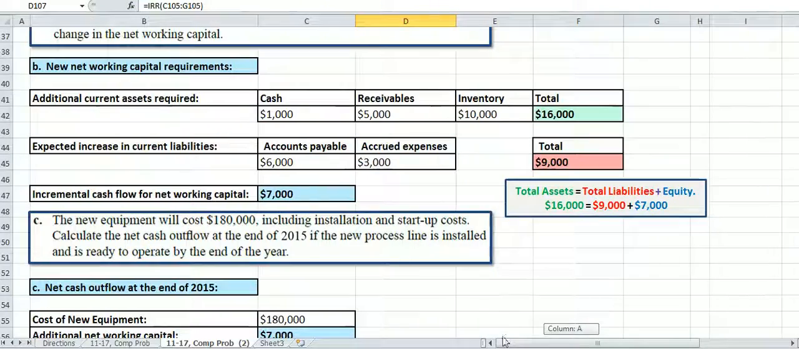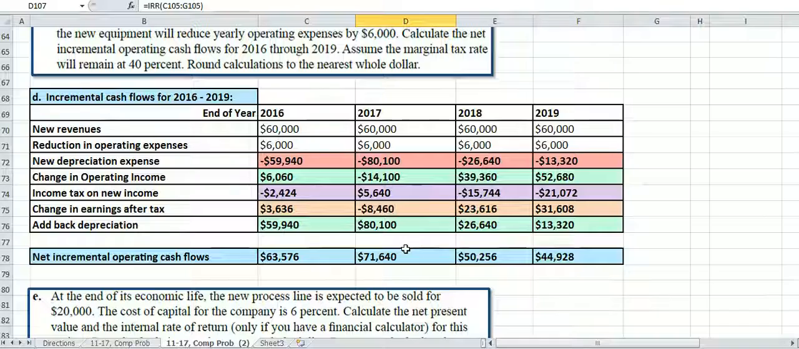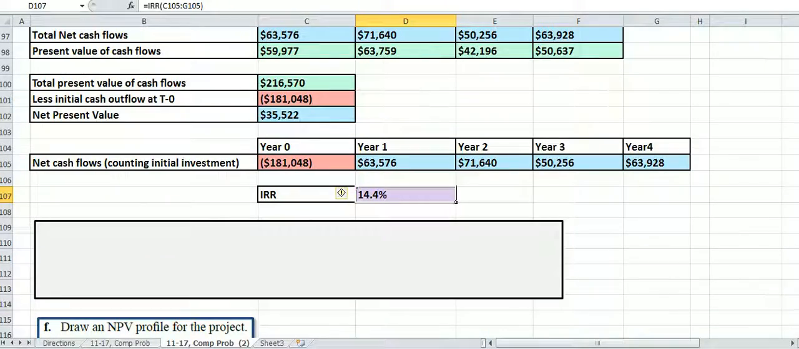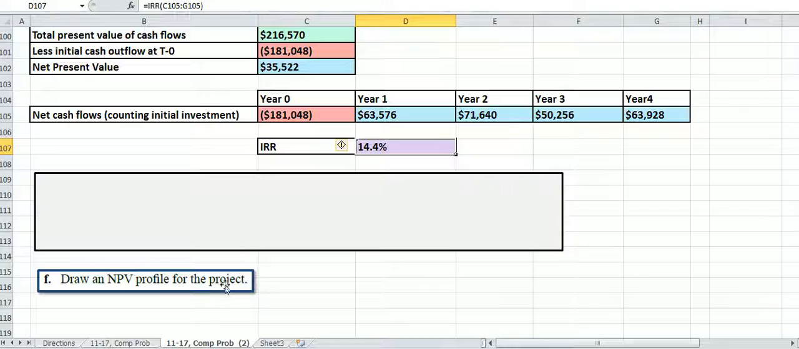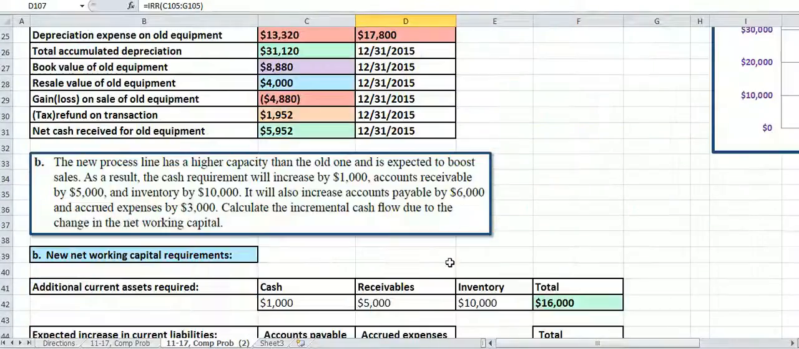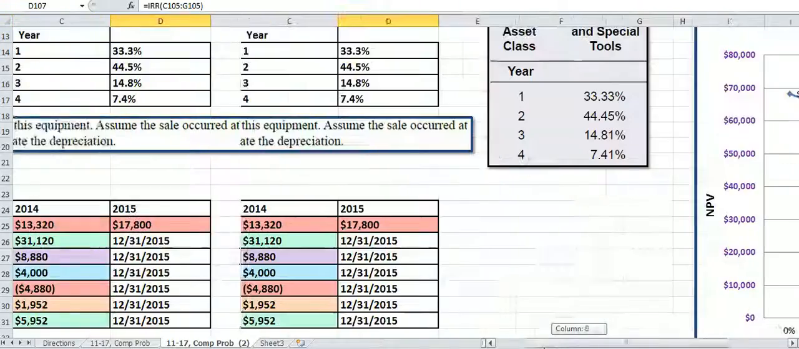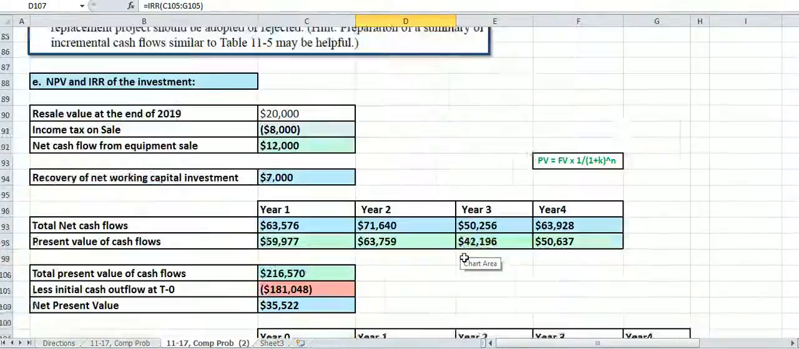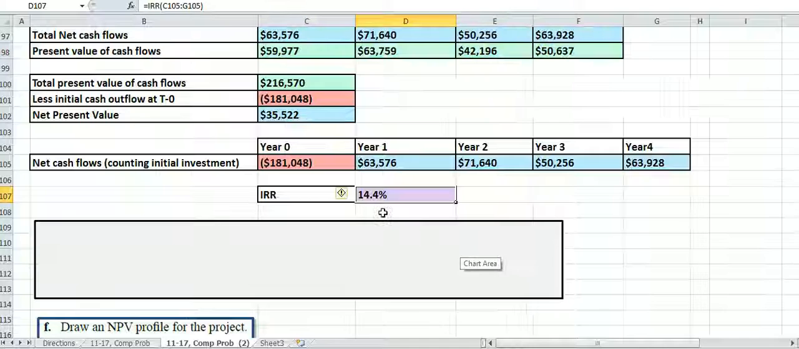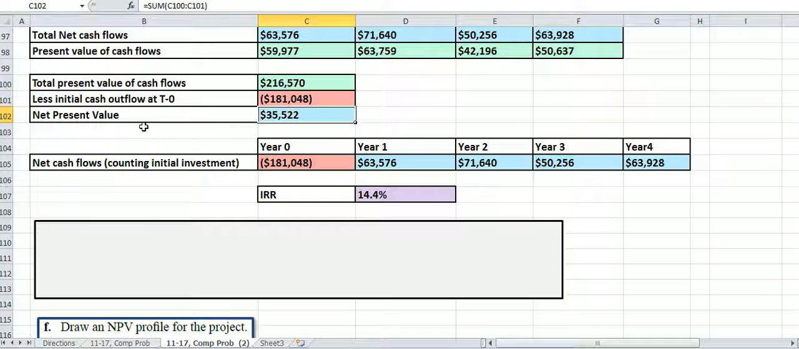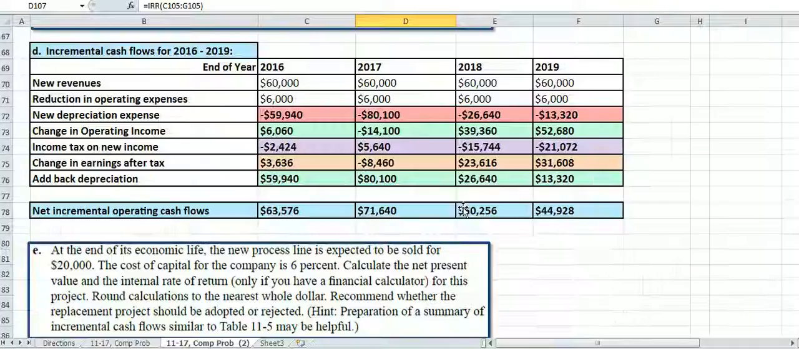So all you need to do now is, in this gray box right here at the bottom, this is done for you here. Okay, and then at the bottom here, sorry, let me just jump back down. You need to talk about whether you would recommend accepting this project or not, and why, looking at the net present value and the internal rate of return.